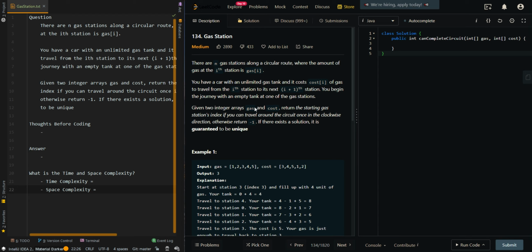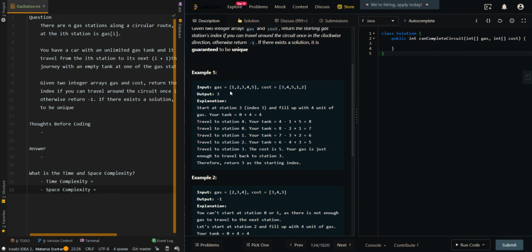You begin the journey with an empty tank at one of the gas stations. Given two integer arrays, gas and cost, return the starting gas station index if you can travel around the circuit once in a clockwise direction. Otherwise, return -1 if we have failed to find the starting index. If there exists a solution, it's guaranteed to be unique.